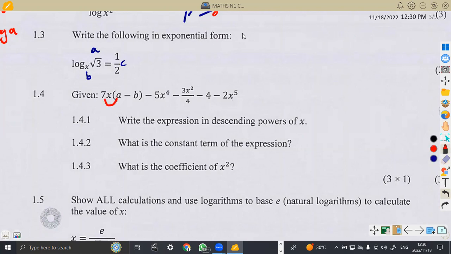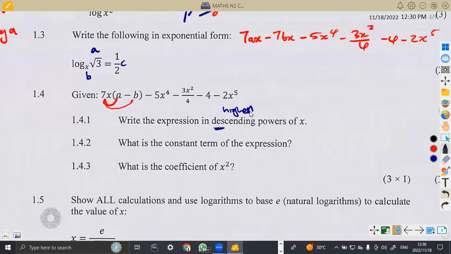7x times a is going to give us 7ax. We have got 7x here, which is being multiplied by a minus b, of which you can just leave it like that. We can expand or you can leave it like that. Okay, if we expand, this is going to give us 7bx, which is one and the same thing, minus 5x to the exponent of 4, minus 3x squared over 4, minus 4, minus 2x to the exponent of 5. Descending powers means we have to start with the highest and move to the lowest.